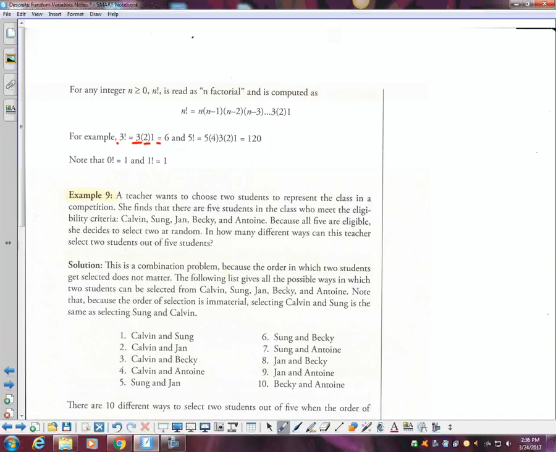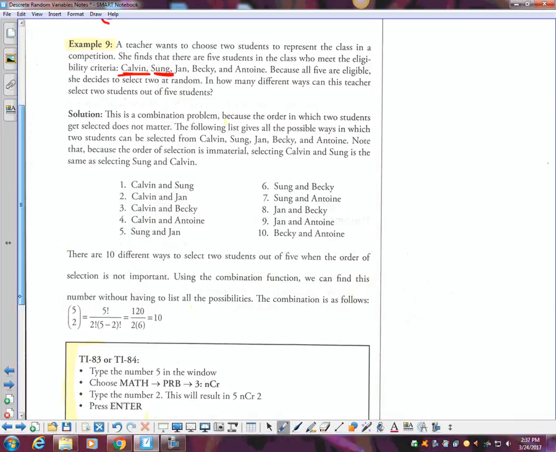So a teacher wants to choose 2 students to represent the class in a competition. She finds that there are 5 students in the class who meet eligibility criteria. Because all 5 are eligible, she decides to select 2 at random. In how many different ways can this teacher select 2 students out of 5 students? Now again, order doesn't matter. Like if I have Calvin and Sung, then a group with Sung and Calvin, it's the same group. So I don't need to worry about order. I just need how many different combos.